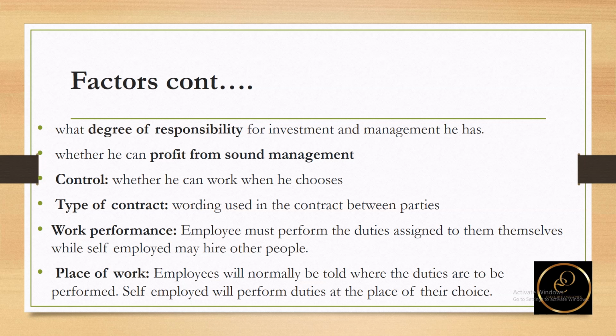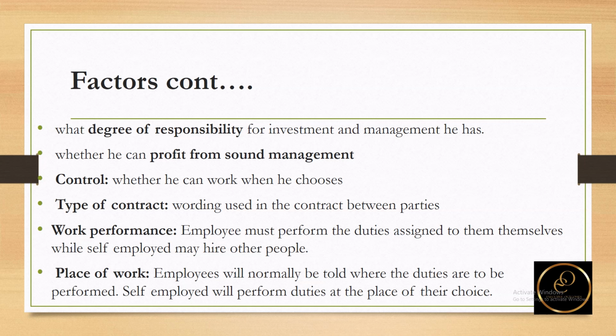What of the type of contract? The wording of the contract can also indicate whether this person is employed or self-employed. As I've said, for an employee, the contract will state that this is a contract of service, whereas for the self-employed, it will be a contract for service. Work performance.